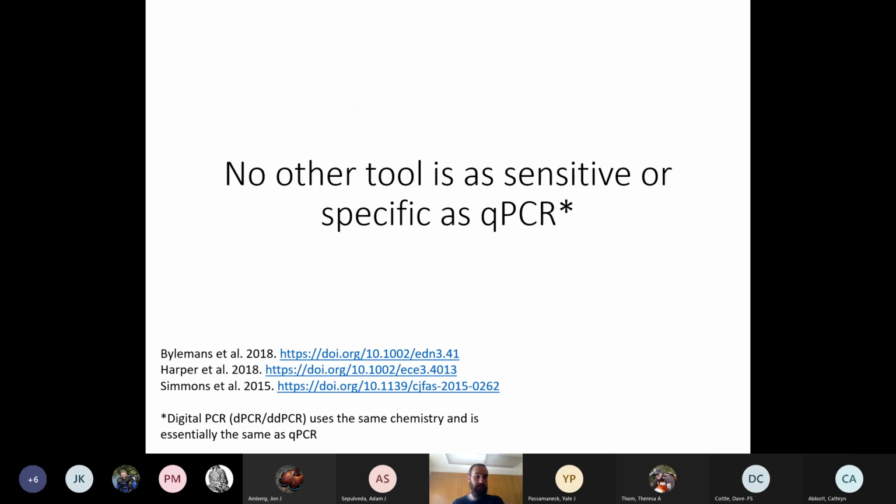And I think it's important to note that, as I alluded to earlier, no other tool is as sensitive or specific as qPCR. I'm not going to get into the nuts and bolts of why that is, but there have been multiple papers, I've linked to a couple here, that show that when you take the same environmental samples and run them on qPCR versus on metabarcoding, you have better detection for rare species using qPCR. The little asterisk here is just noting that digital PCR, digital on a microfluidic chip or digital droplet PCR, uses the same chemistry, and it's going to be really similar to qPCR in terms of sensitivity and specificity.